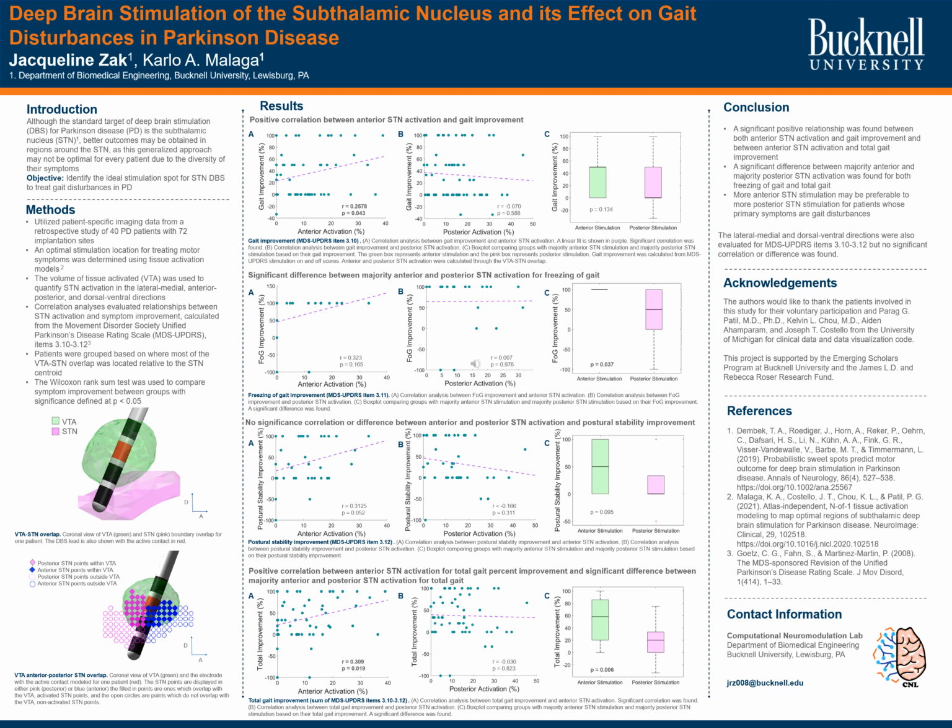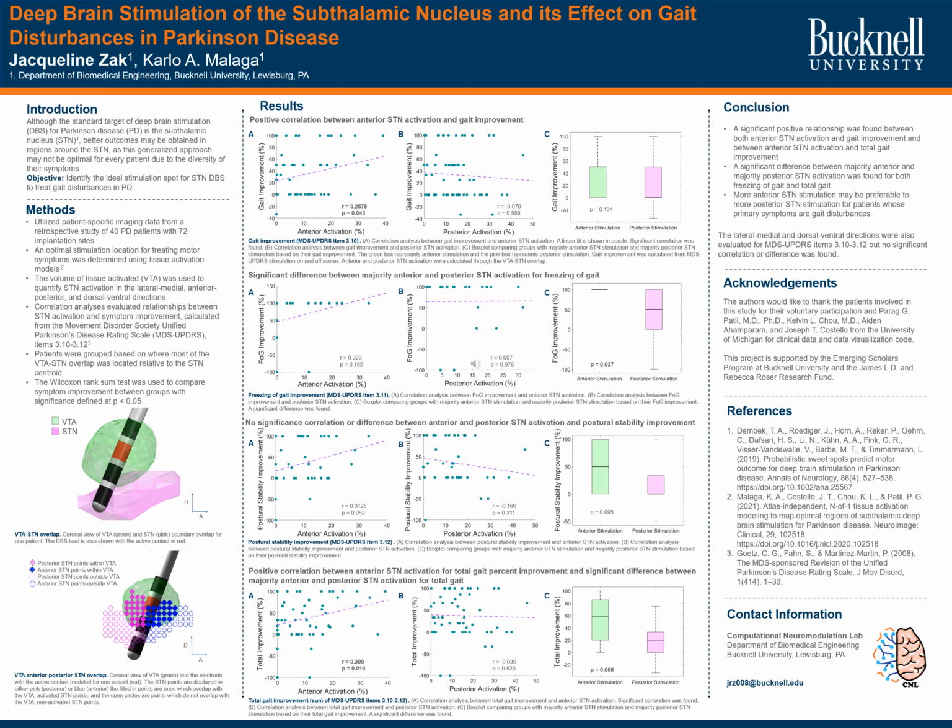The subthalamic nucleus, or STN, is the standard target for deep brain stimulation, or DBS, for Parkinson's disease. DBS is a neurosurgical procedure where electrodes are implanted into the brain. Electric stimulation from DBS alleviates many of the motor symptoms associated with Parkinson's disease, including gait disturbances. A generalized stimulation approach may not be optimal for every patient due to the diversity of their symptoms.